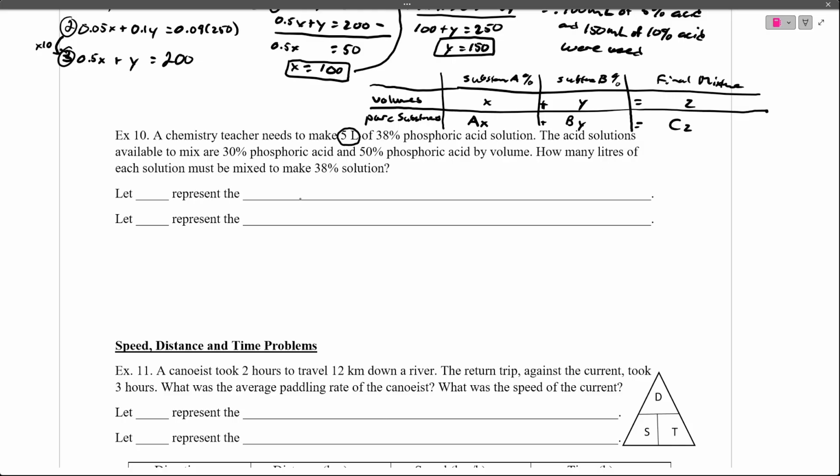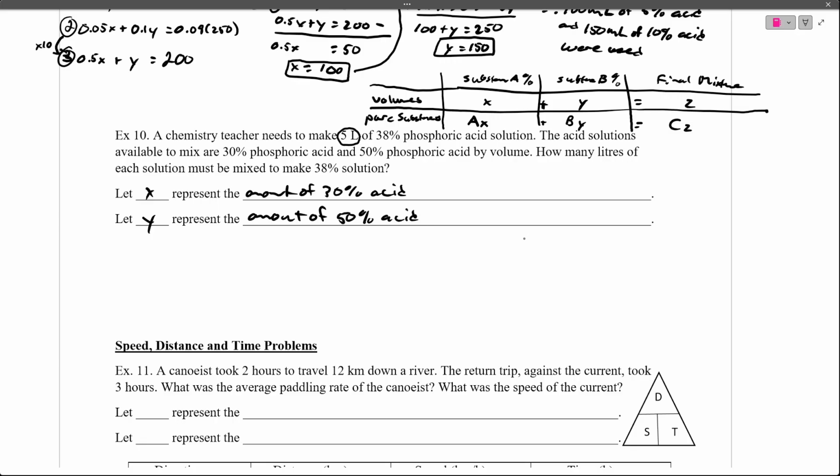Every single one of these problems is going to have the same setup. Let X represent the amount of the first substance. So let X represent the amount of 30% acid. And let Y represent the amount of 50% acid. Great. Now let's build this table.